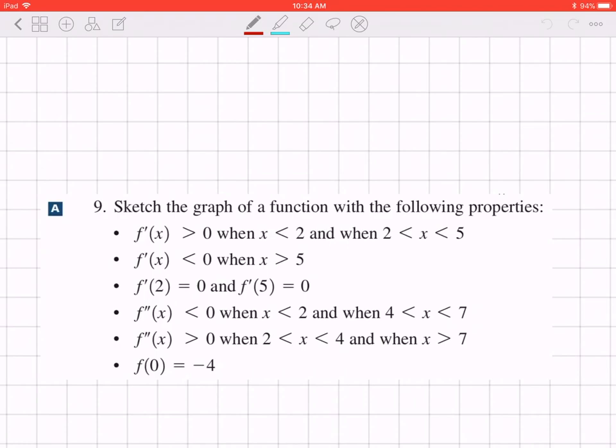F double prime is negative when x is less than 2, and when x is in between 4 and 7. F double prime is greater than 0 when x is in between 2 and 4, when x is greater than 7, and f of 0 equals negative 4. So at this point, try it, and when you're ready, you can press play, or maybe I'll stop the video here and you can watch part 3 for the answers. I hope this makes sense.